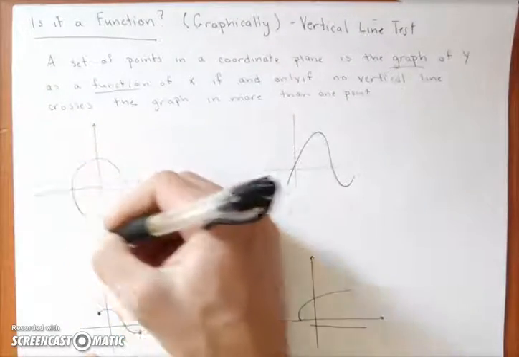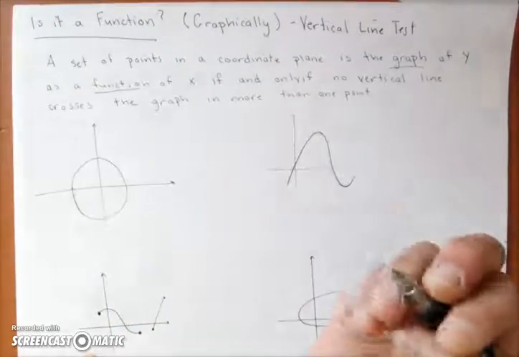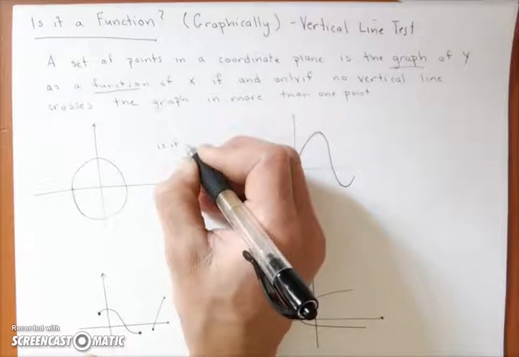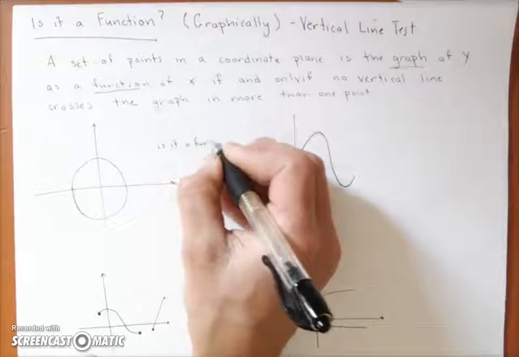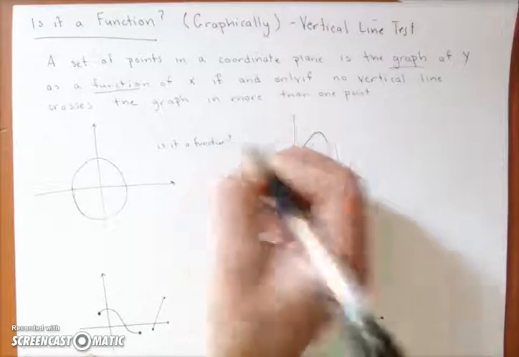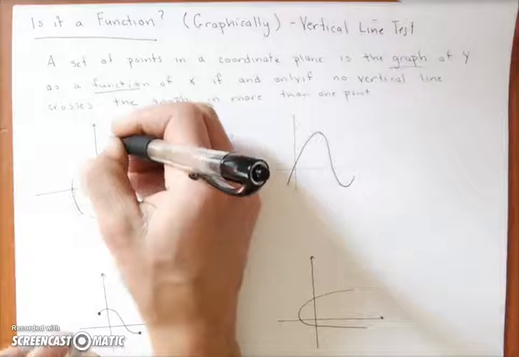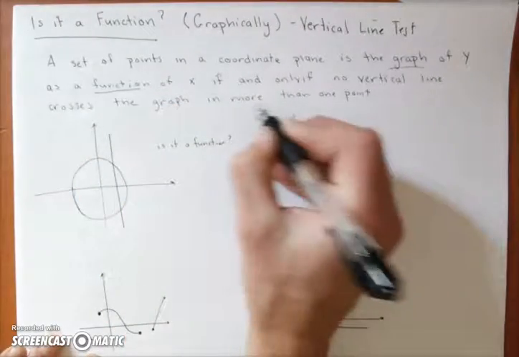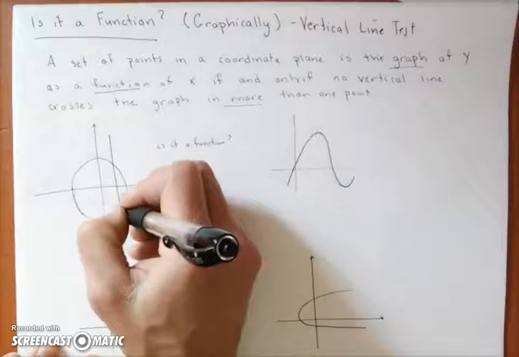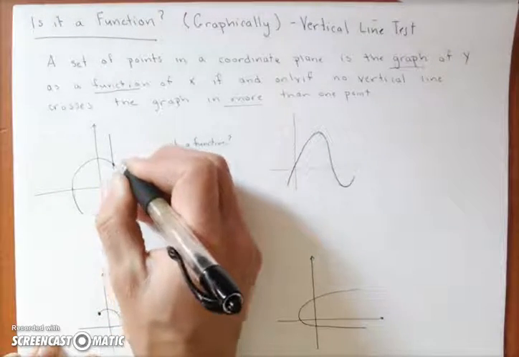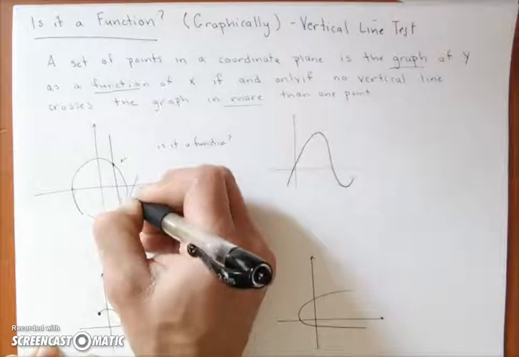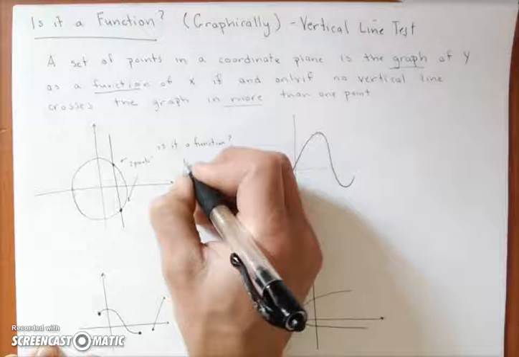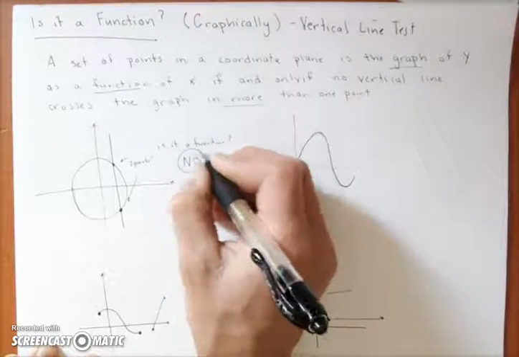So here's the graph of a circle. We want to know, is it a function? So is this the graph of a function? So we use the vertical line test. Can I find a vertical line that I draw that crosses the graph in more than one point? This vertical line crosses the graph in 2 points. So no, this is not a function.